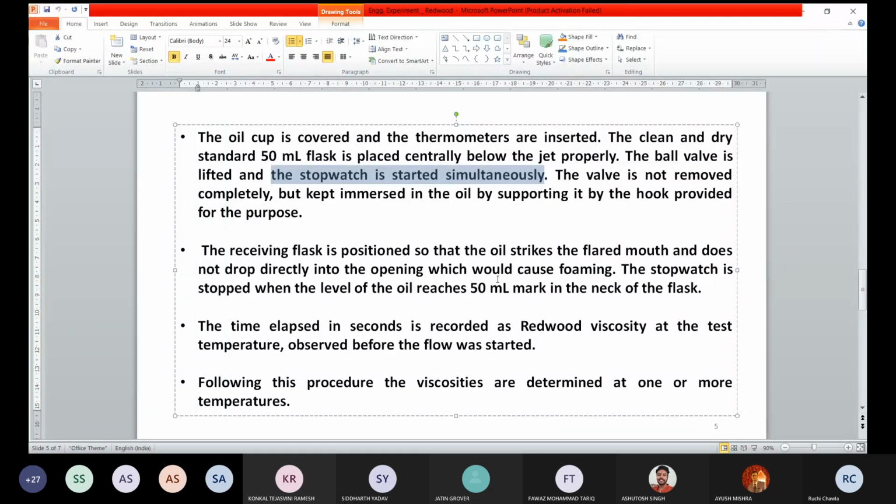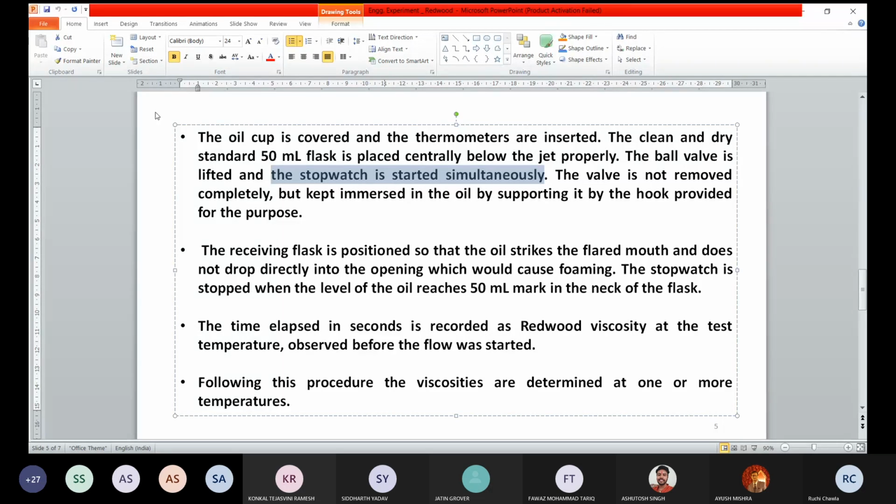The receiving flask is positioned so that the oil strikes the flared mouth, I was saying the extended mouth, and does not drop directly into the opening, which would cause foaming. So if foaming is caused, again I told you, that will restrict you from recording the level of the volume correctly.